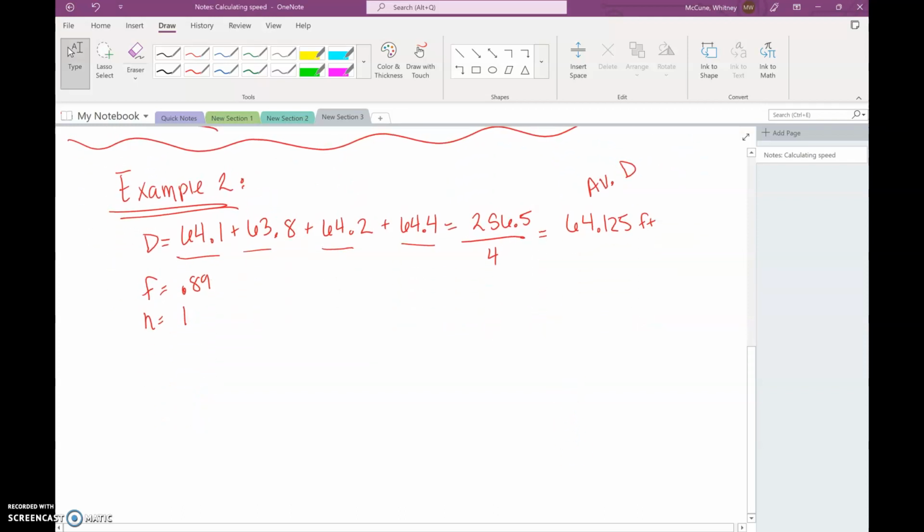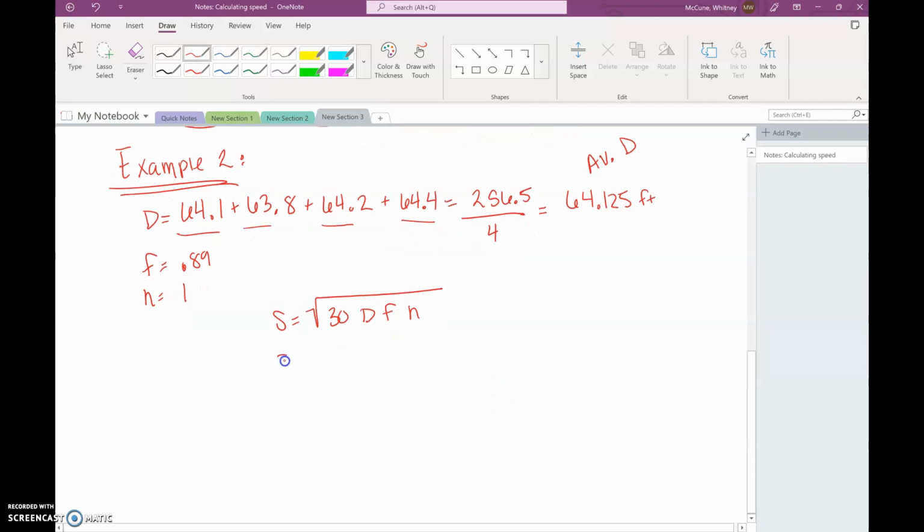And here's where we're going to use our equation: speed equals the square root of 30dFN. Remember, I want you to be writing this out. Remember, it's practice, it's memory. By writing it every time, you're going to be more likely to remember it later on. So speed is equal to the square root of 30 times d, which we calculated up here, 64.125, multiplied by 0.89, multiplied by 1.